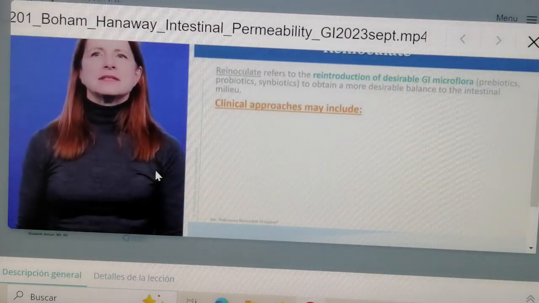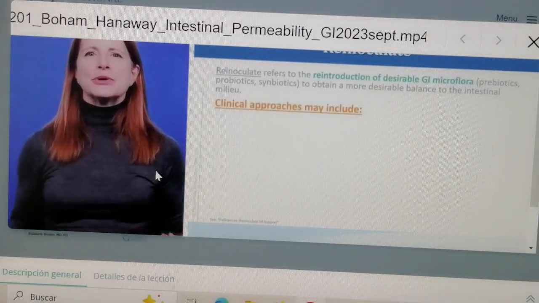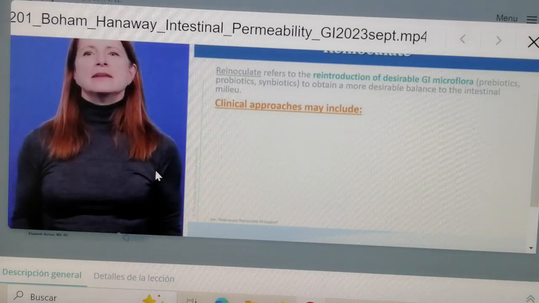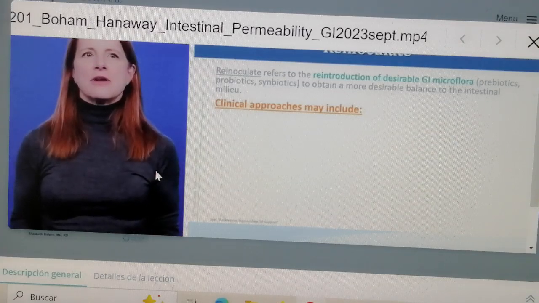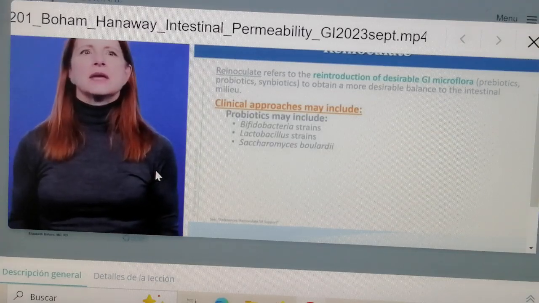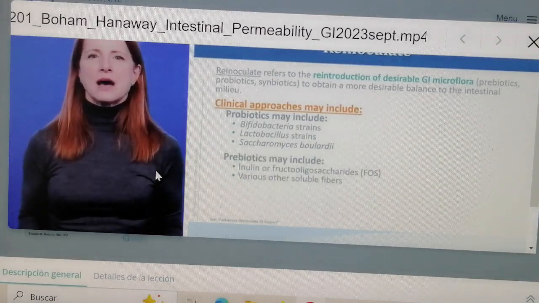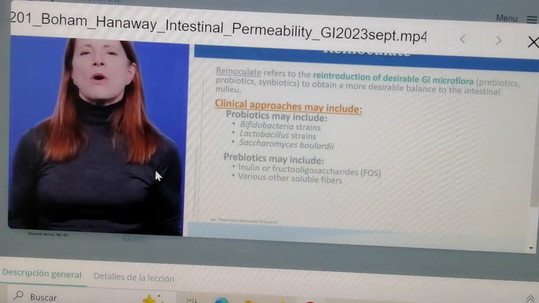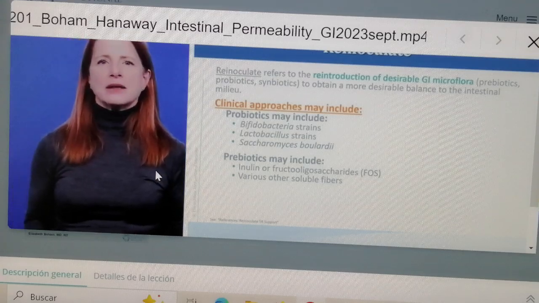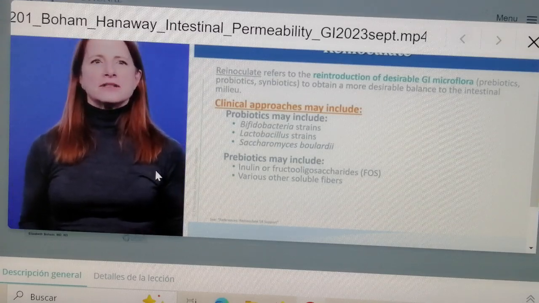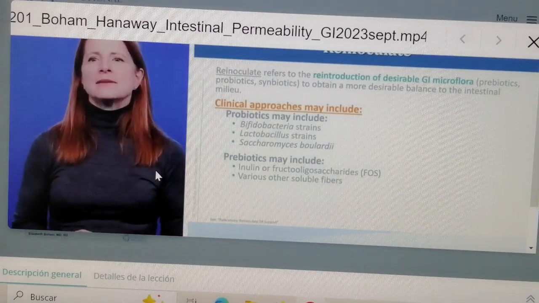Reinoculate. Really, this is how do you build up the good bacteria in the gut? And everybody is different here. There may be probiotics that you're using. There may be, of course, the prebiotics that Dr. Hanaway really focused on yesterday: acacia fiber, the galacto-oligosaccharides, various fibers, soluble fibers in the diet.